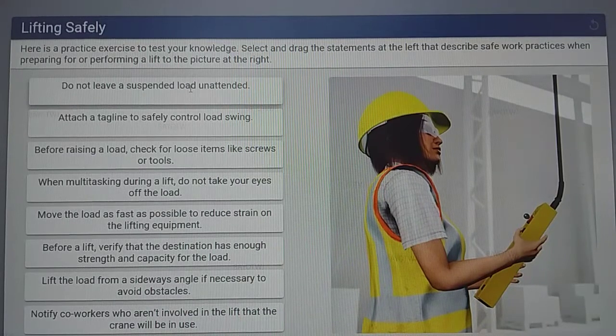Here is a practice exercise to test your knowledge. Select and drag the statements at the left that describe safe work practices when preparing for or performing a lift to the picture at the right.